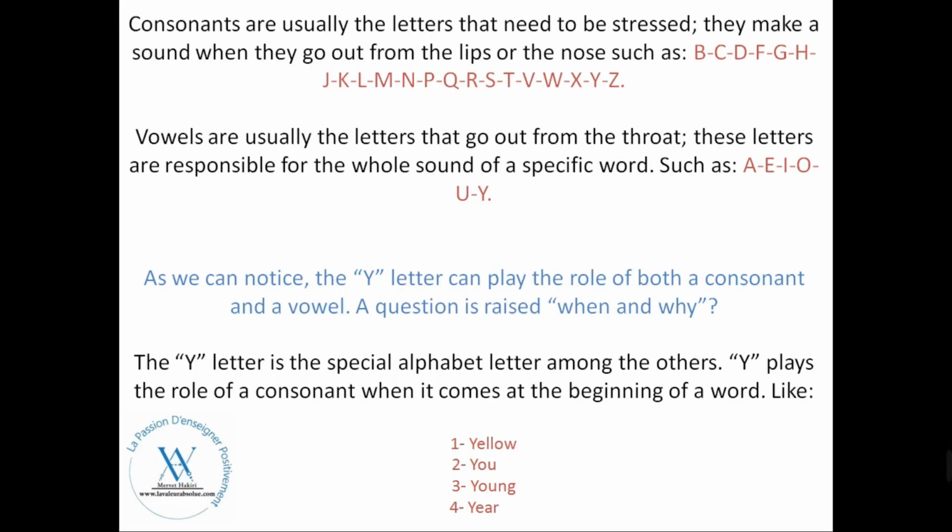Now we're going to talk about the vowels. The vowels are usually the letters that go out from the throat. They are the letters that come out from the throat. So these letters are actually responsible for the whole sound of a specific word. So guys, in a word, it is necessary that we have a vowel, at least one vowel. So this vowel is responsible for the sound or for the voice that this word makes.